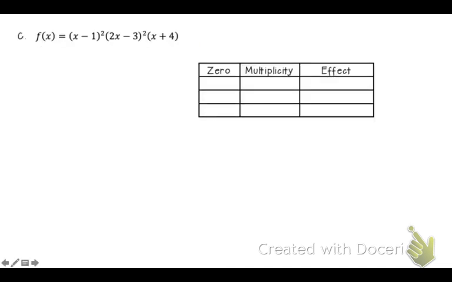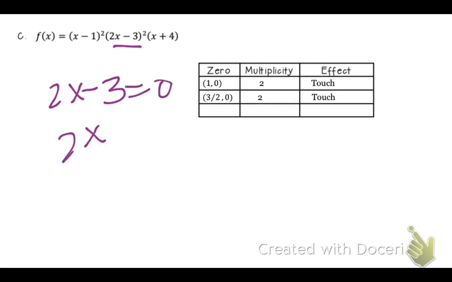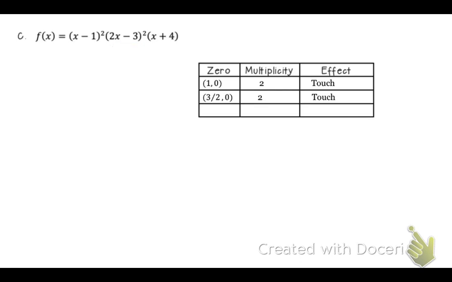Let's look at this one. So it's given to us factored. That means we have a 0 at (1, 0), multiplicity of 2, and it touches. This one would be 3 halves, because if we set this equal to 0, you get 2x equals 3, which means x equals 3 halves. It has a multiplicity of 2, and it also touches. That last one is negative 4, has a multiplicity of 1, and it crosses.